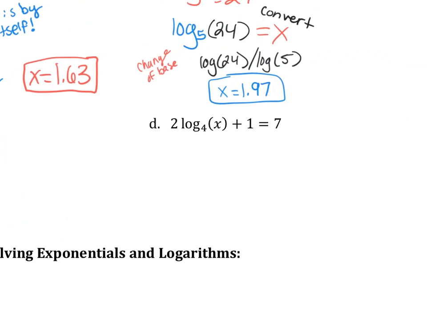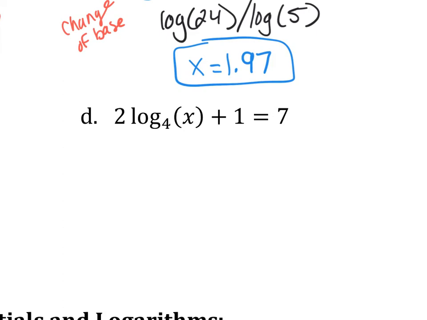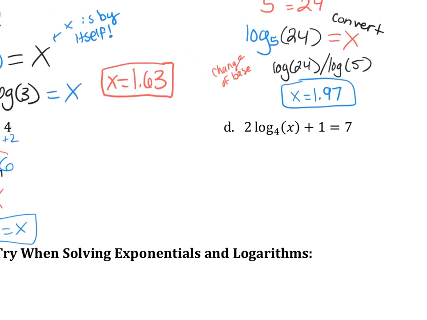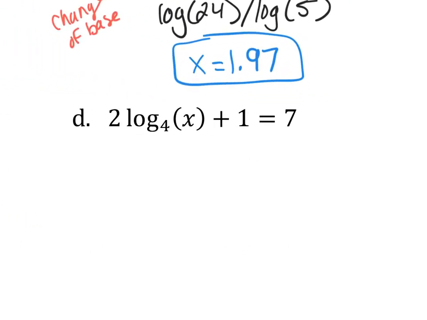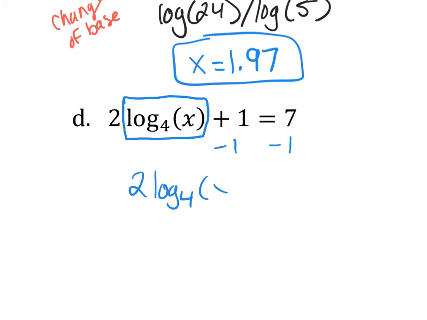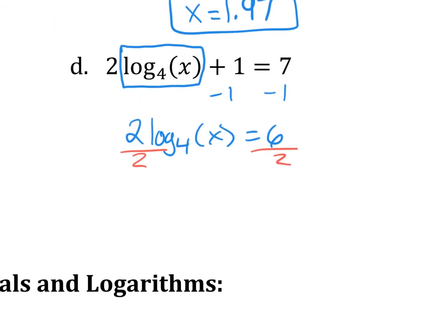All right, letter D. Now we have a couple things that are preventing that log base 4 of x from being by itself. So, what? Subtract 1. Yes, so we have log base 4 of x we want to get by itself. Remember, when you're solving for something, you do the order of operations in reverse. So you deal with any addition or subtraction first. So yes, we would subtract 1 from both sides. And then, to get that log by itself, we can divide by 2. So we'd have log base 4 of x equals 3.